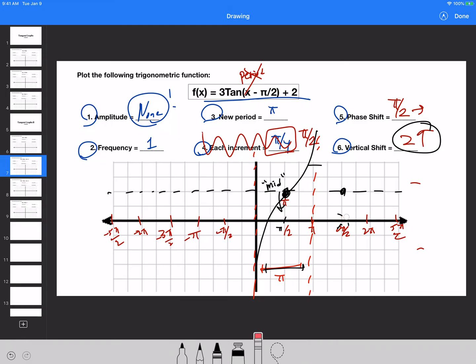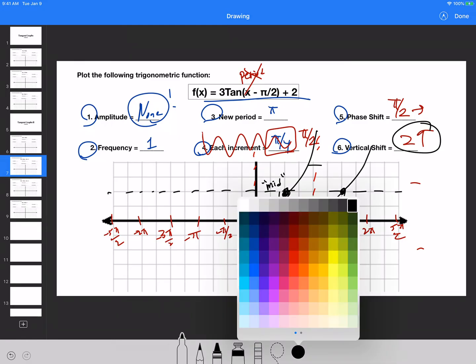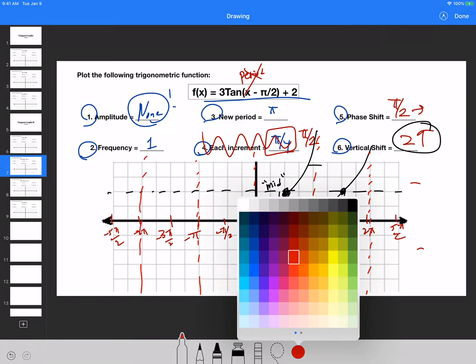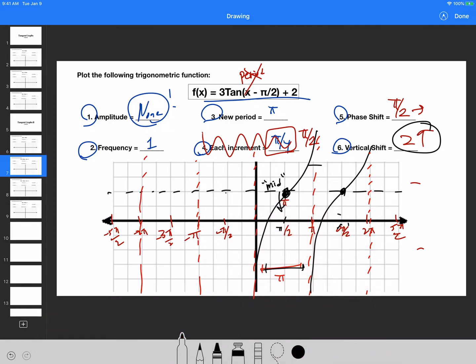So I'm going to erase this part and draw a wave like this. And the second asymptote will come right here. I'm just going to draw the asymptotes first, so it's a lot easier for me to draw this. And then you just keep on drawing waves on it. You make the midpoint, draw waves, draw waves, draw waves, and then you get the idea. Okay, so that would be your 3 tangent of x minus pi over 2 plus 2.